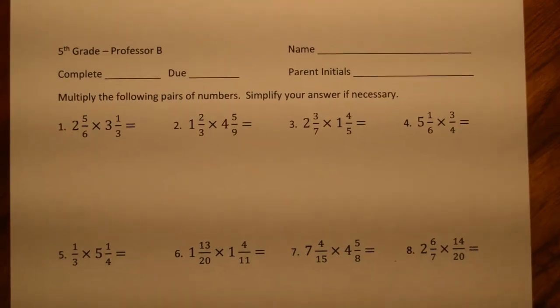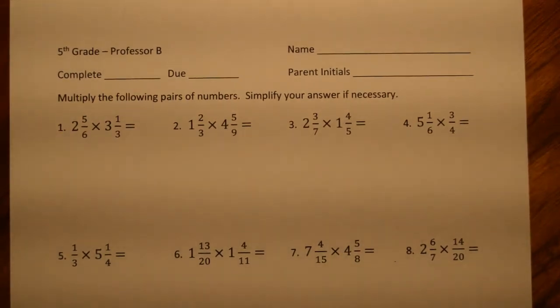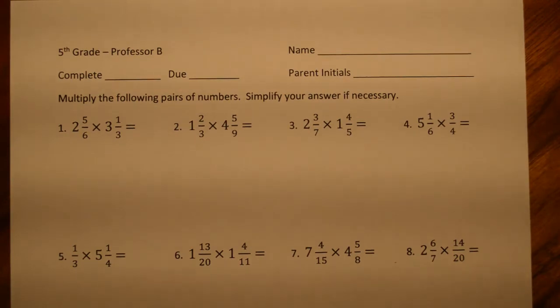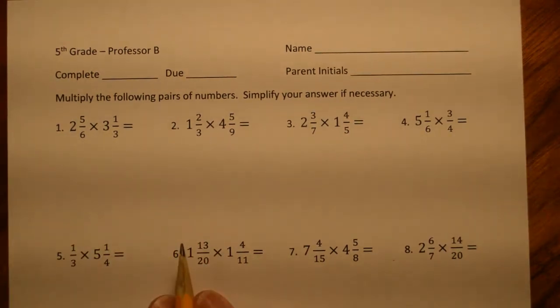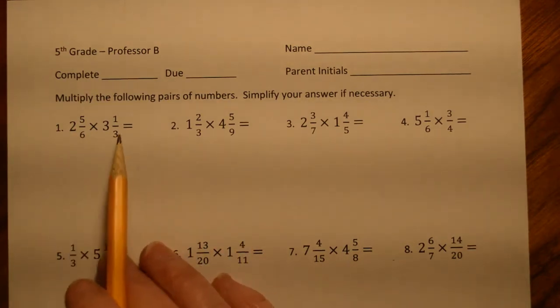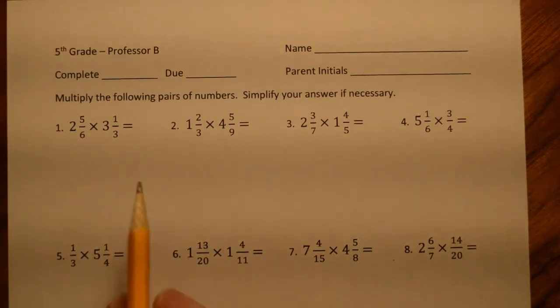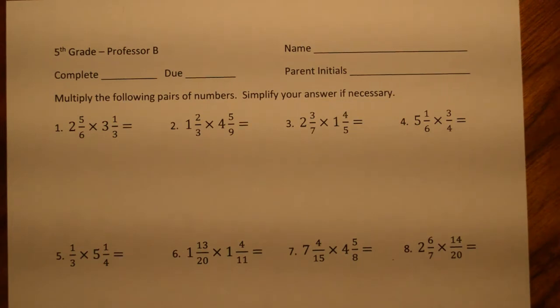So let's talk about multiplying mixed numbers. We've learned how to multiply a fraction times a whole number. We've learned how to multiply a fraction by a fraction. So what we need to do is talk about multiplying mixed numbers together.